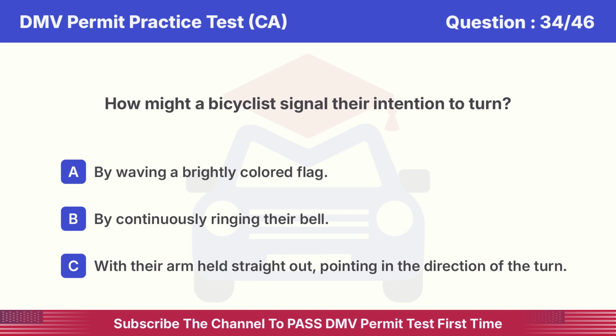Question 34. How might a bicyclist signal their intention to turn? Option A, by waving a brightly colored flag. B, by continuously ringing their bell. C, with their arm held straight out, pointing in the direction of the turn. Answer is C, with their arm held straight out, pointing in the direction of the turn.